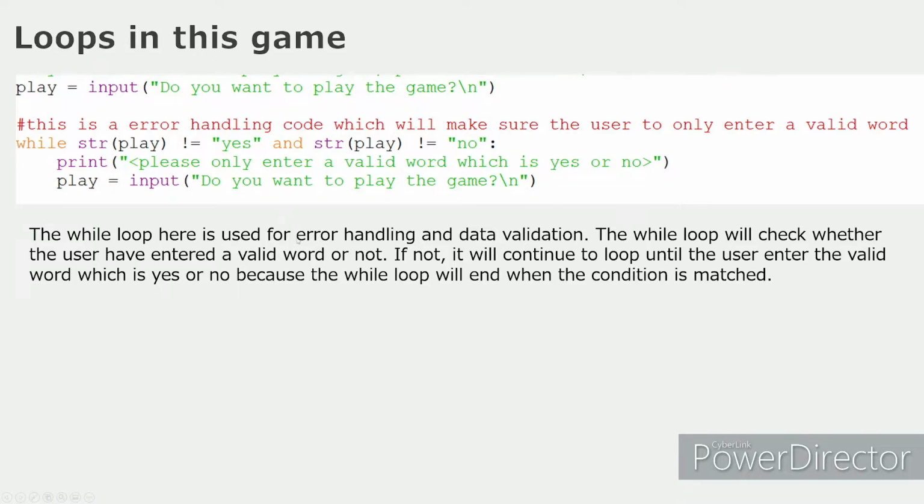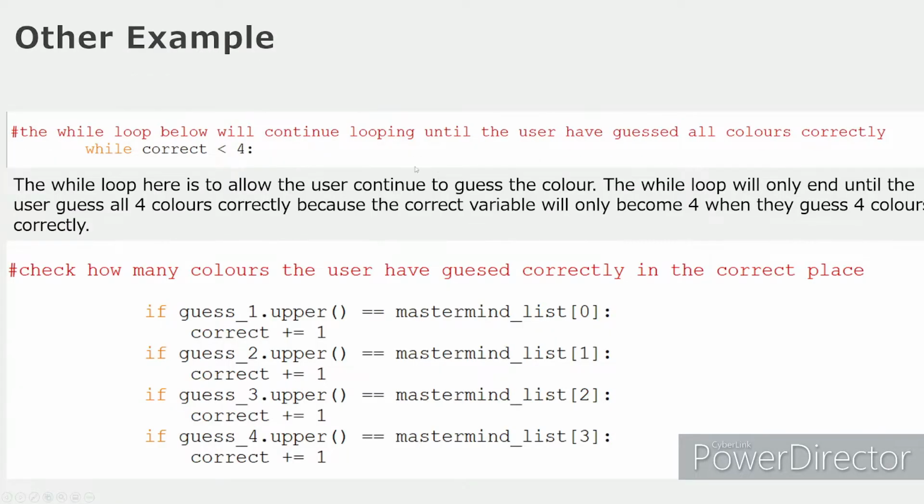Now we talk about the loop in this game. The while loop here is used for error handling and data validation. Remember that the while loop will end when the condition is matched. So if the user does not enter the correct value, then the while loop will check whether the user has entered the value or not. If not, it will continue looping because the while loop will only end when the condition is matched. Here's another example.